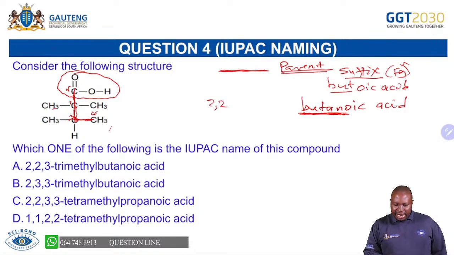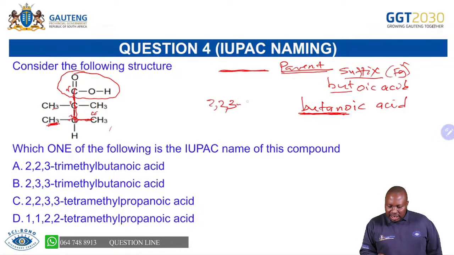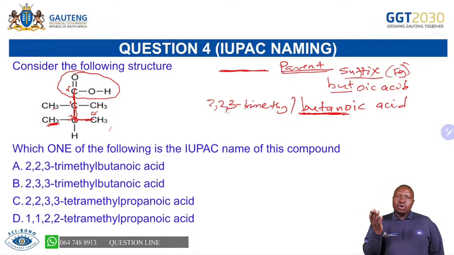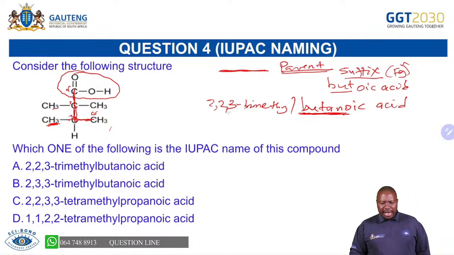Do we have another methyl? Yes. In carbon number 3, we have another methyl. So 2,2,3. You can see that our name must be 2,2,3-trimethyl. Remember, between the alphabet and the number, there must be a hyphen. We will penalize you if you don't show that hyphen there. If you don't show the commas between the numbers, you'll be penalized. Those might look like small things, but they are most important.